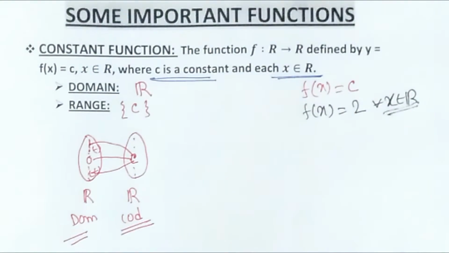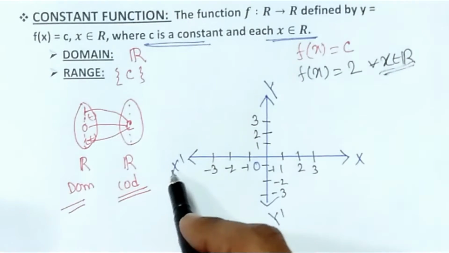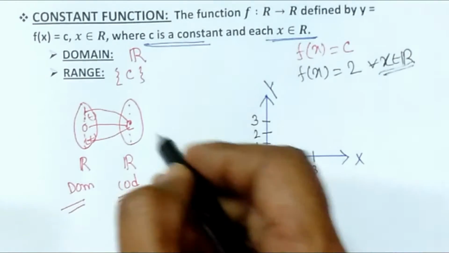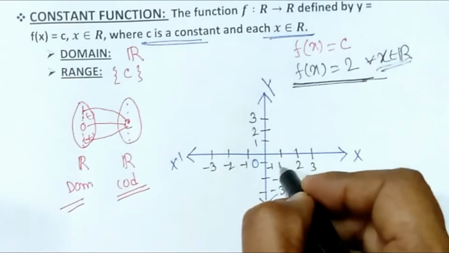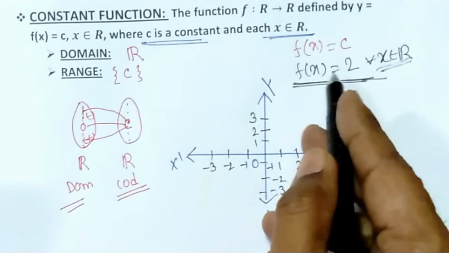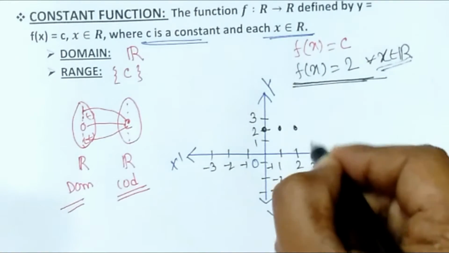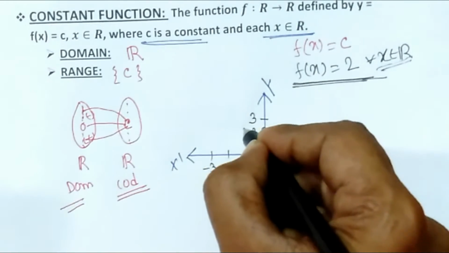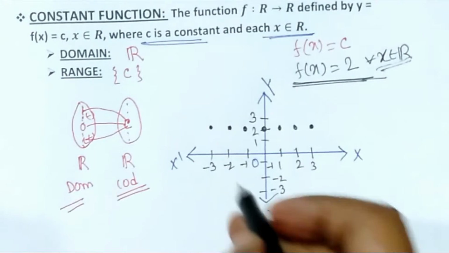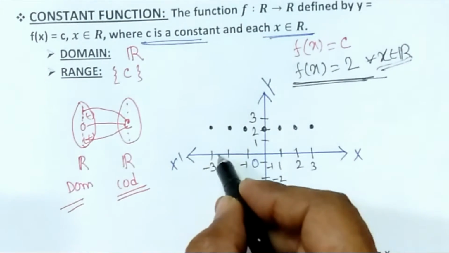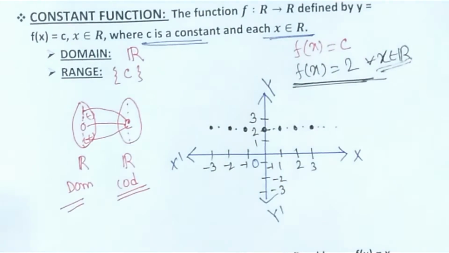Let's draw the diagram of the constant function. Look, this is the x'ox axis, this is the y'oy axis. Let us choose the function f of x equals 2. That is, for 0 the value of this function will be 2, for 1 the value will be 2, for 2 this will be 2, for 3 this will be 2. Similarly for negative 1 the value will be 2, negative 2 the value will be 2, negative 3 the value will be 2. So for all the integer parts as well as the fractional parts, the values of the function will be 2.